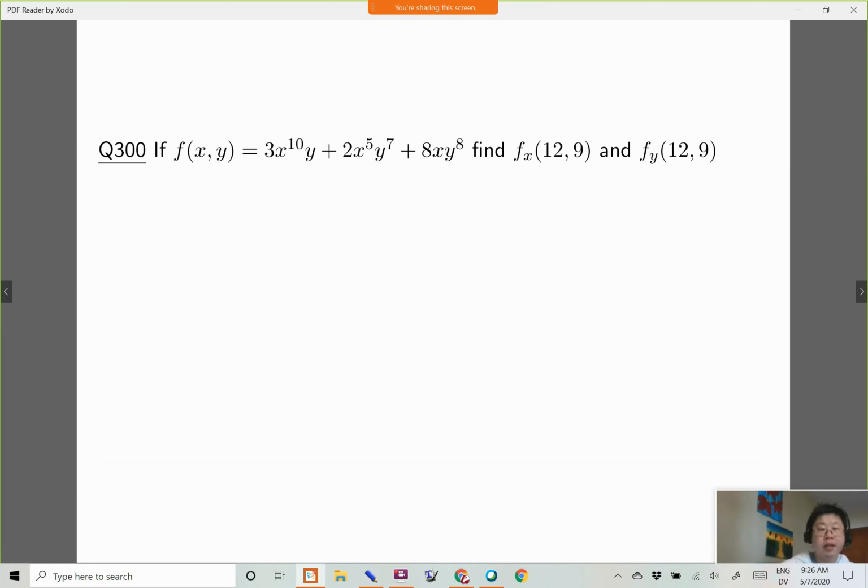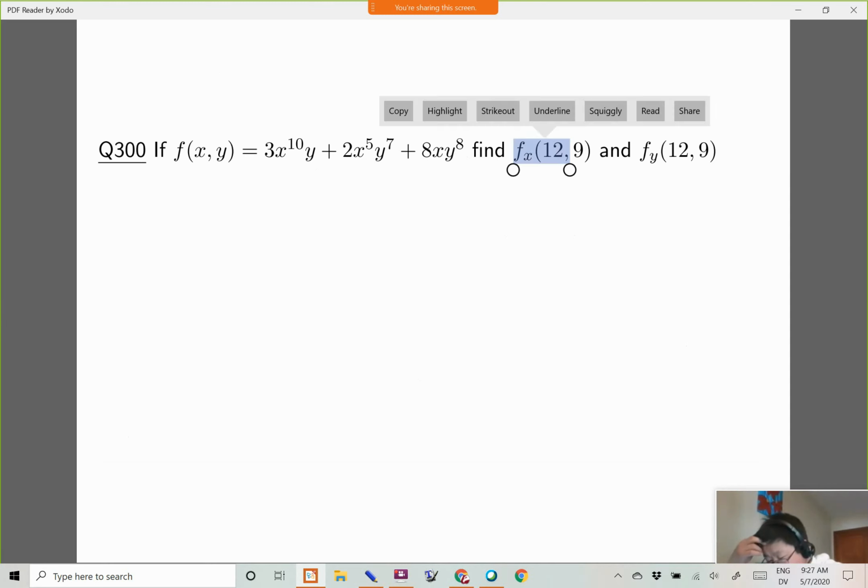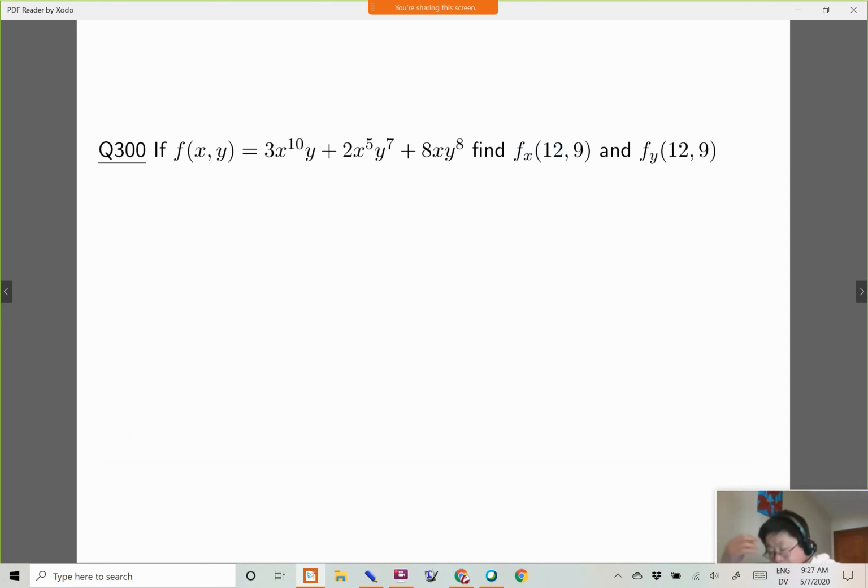So I'd like to try this example. f of x comma y equals 3x to the 10th times y plus 2x to the 5th times y to the 7th plus 8xy to the 8th. I'd like to find f sub x of 12,9 and f sub y of 12,9. Again, just like the comment that was made, we need to first find partial derivative functions and then plug in 12 and 9. So in that order.